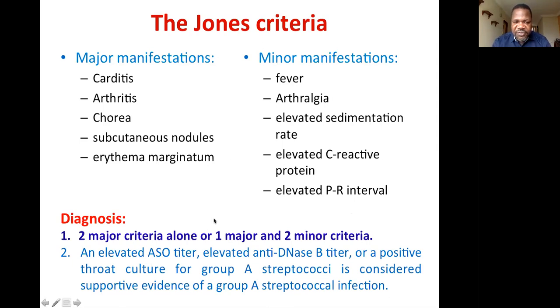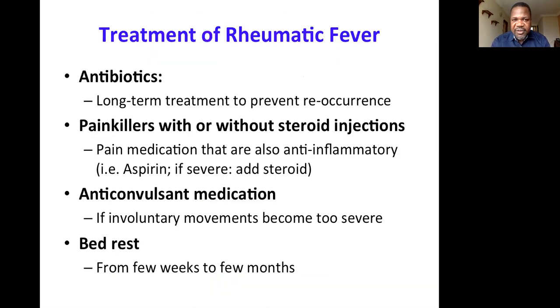So to make the diagnosis, you need two major criteria. If you have two major criteria alone, you can make the diagnosis of rheumatic fever. Or if you have one major and two minor criteria, you can make the diagnosis of rheumatic fever. Now, an elevated anti-streptolysin titer and an elevated anti-DNase B titer, or a positive throat culture for group A streptococcus, are just supportive evidence of a complication that is following a group A streptococcal infection. But really, the criteria for making the diagnosis are what we call the Jones criteria.